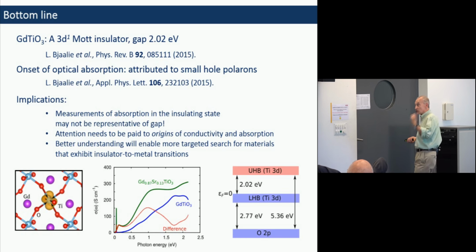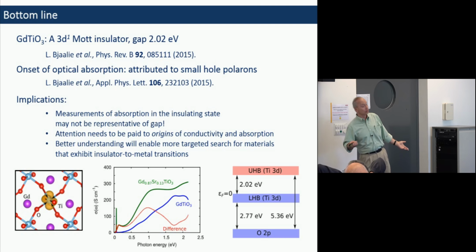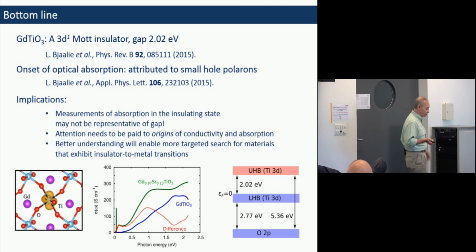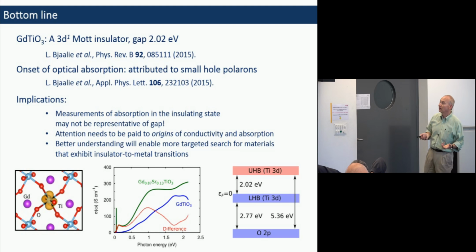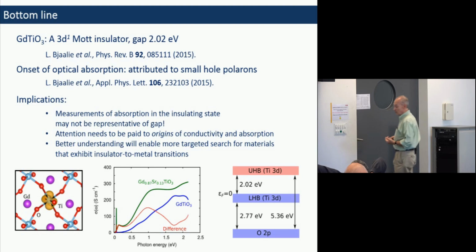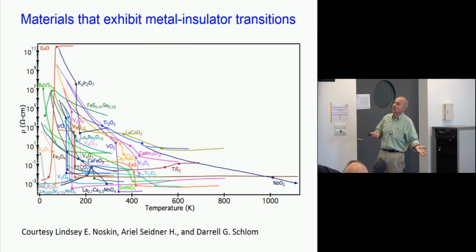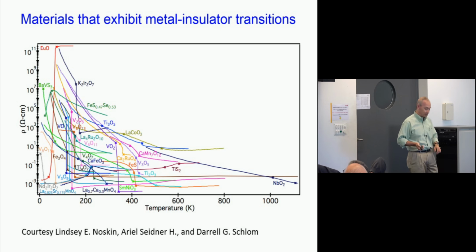And such an understanding is then, in my opinion, essential for doing a more targeted search for materials, particularly if you're going to do experiments. You should not be misled into thinking that this excitation energy that you measure is actually measuring the gap. It's measuring something else, right? And we think that in order to sort out this mess of possible materials that have metal-insulator transitions, this sort of insight will be important.